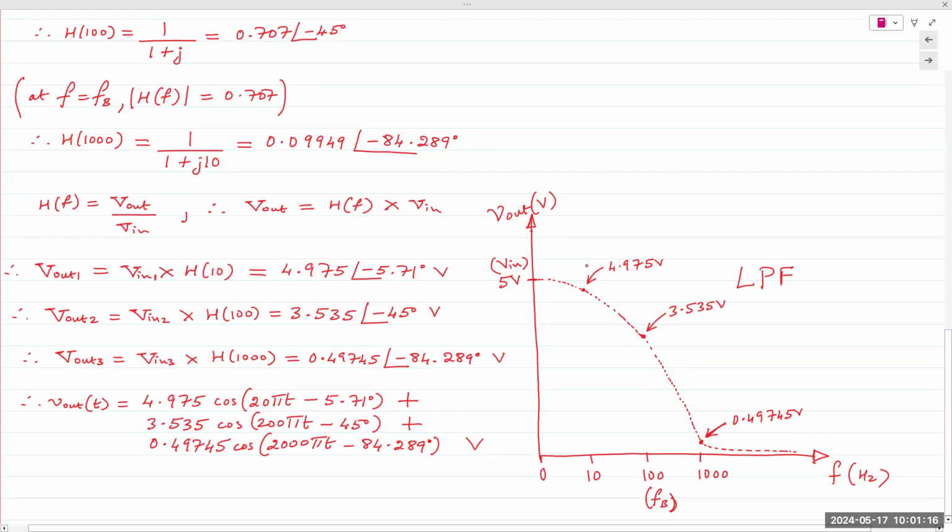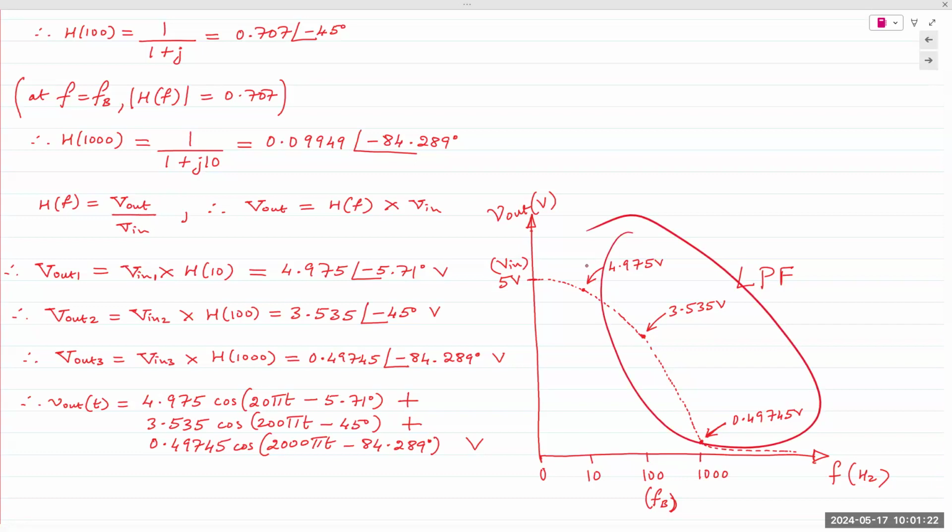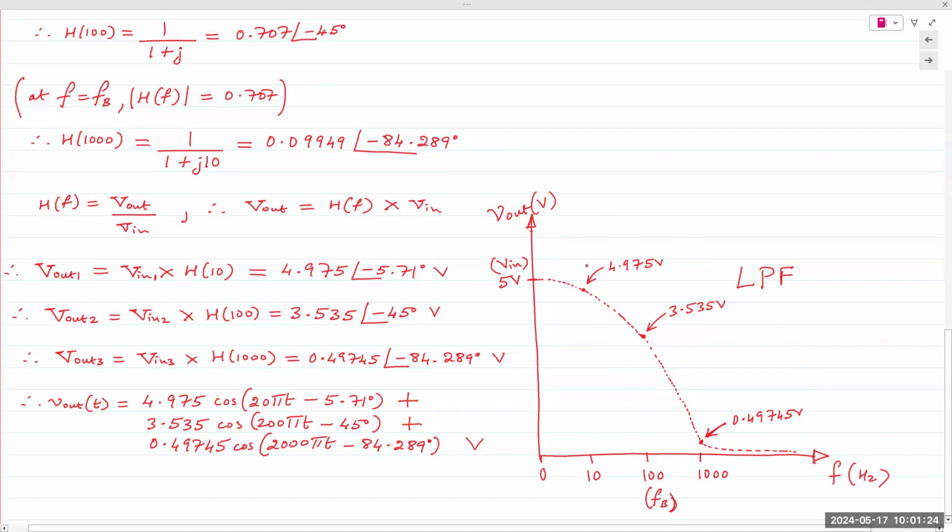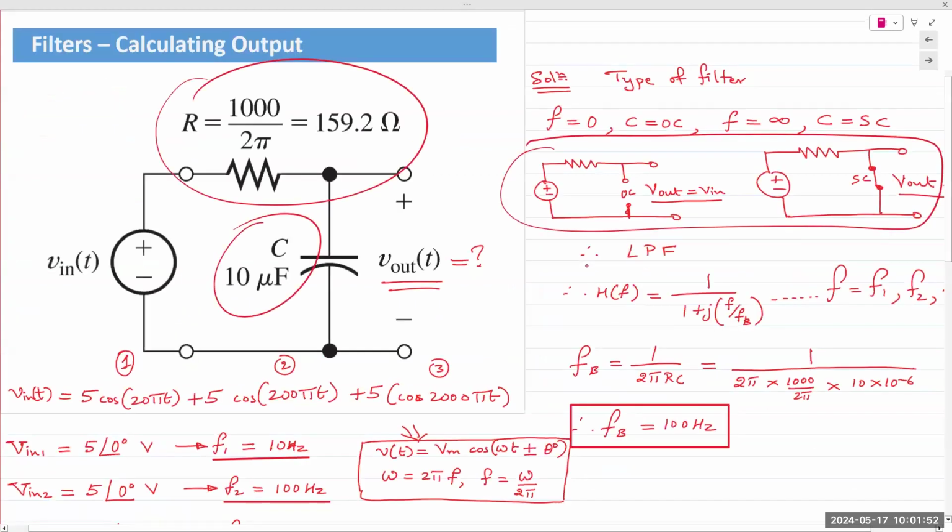If I plot these out, I have my 3 points right here. One is exactly at the break frequency, the first one is below the break frequency, and the other one is much higher than the break frequency. And you get a function that behaves like a low pass filter. And for the final answer, V out of t, you perform the inverse phasor transform and write out your final answer as a time domain expression, V out of t.